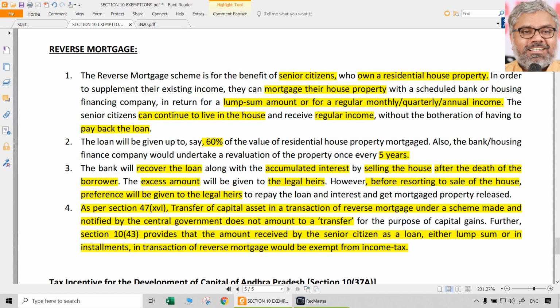This can be asked as a theory question. What do you understand by a transaction of reverse mortgage and what are the tax provisions related to that? Very popular, possible theory question. You don't need to write the story the way I told you, but you have to write according to what is there on paper.